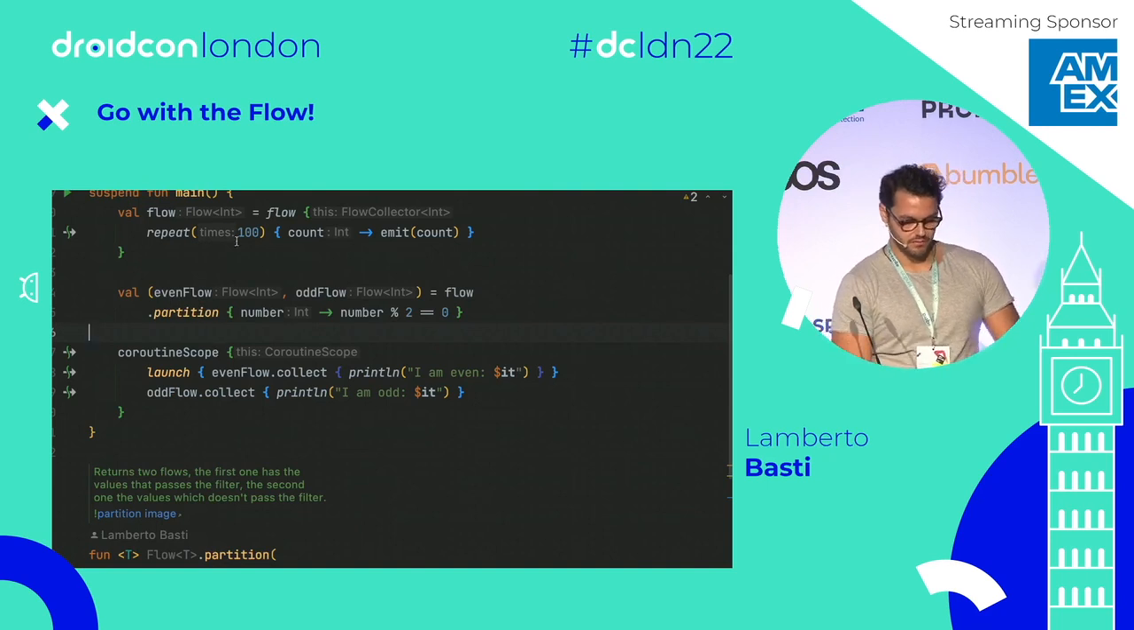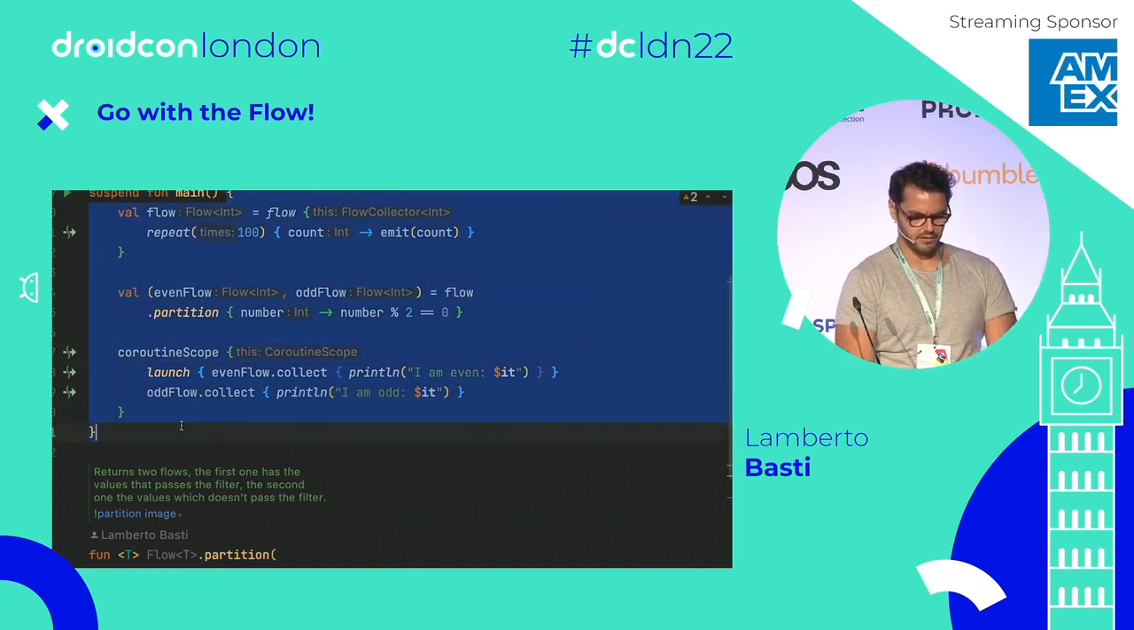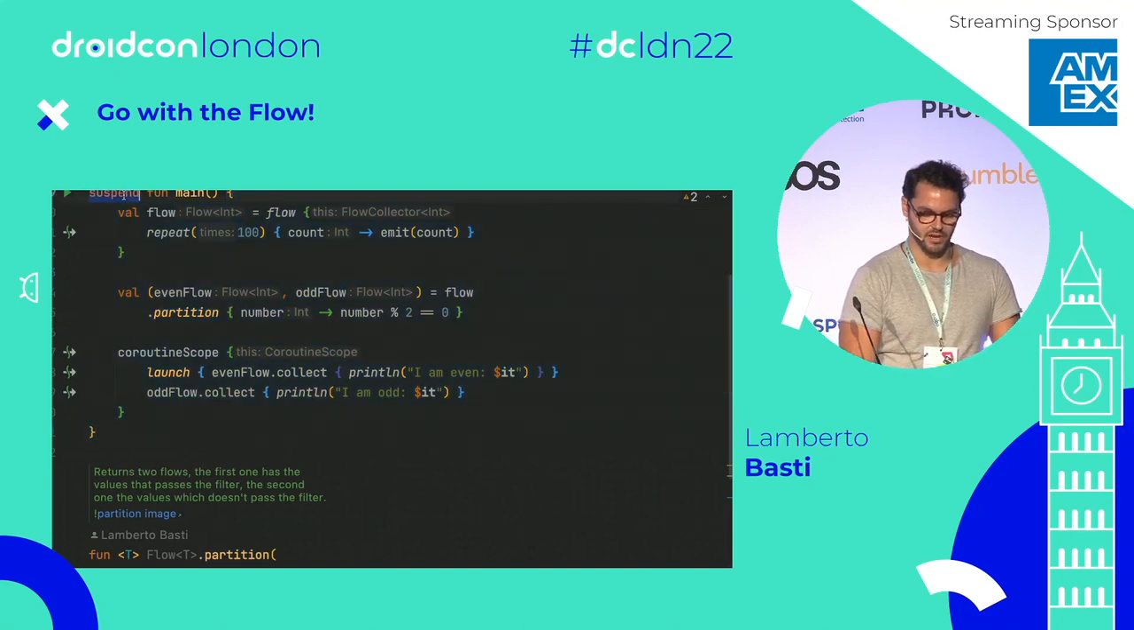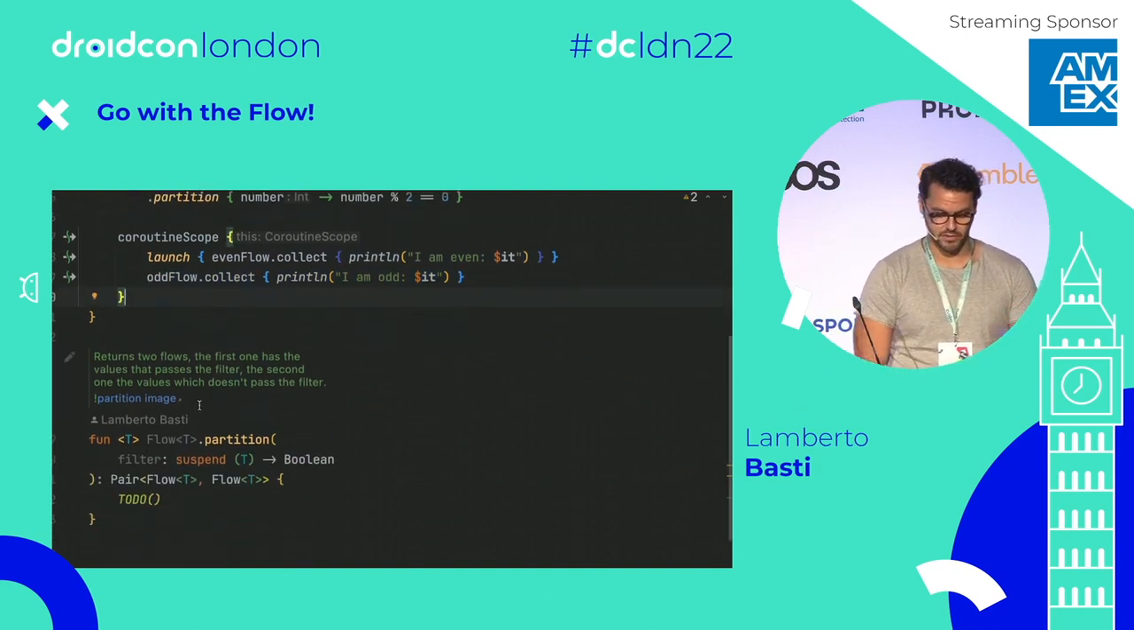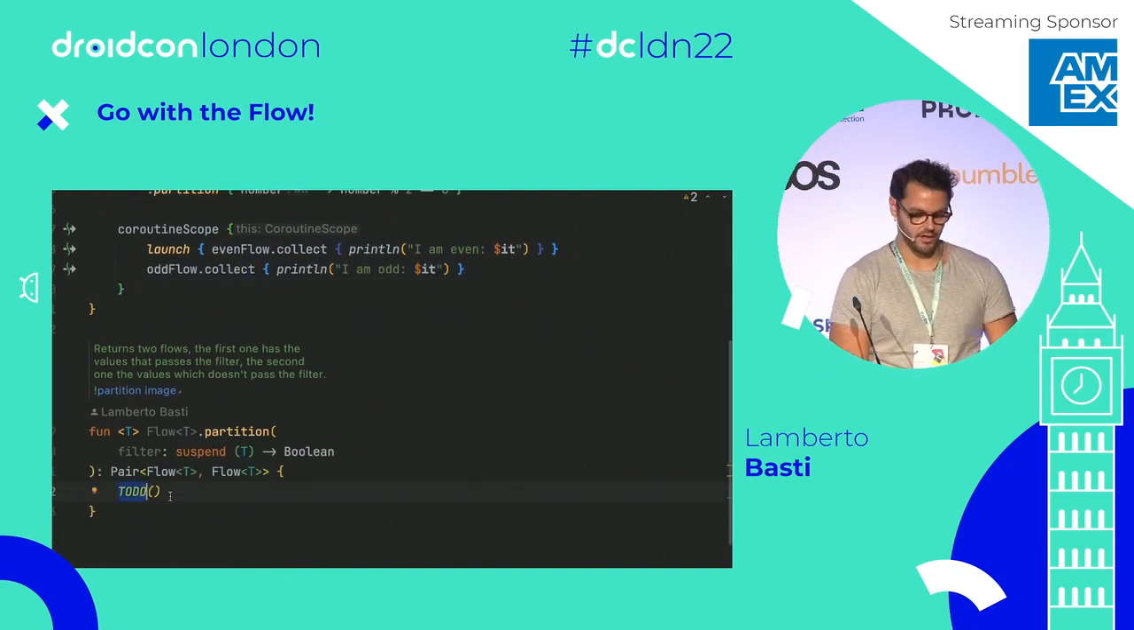Since we are already inside a coroutine environment, because this is a suspend function, we can spawn a coroutine scope, and inside of it, we can create new children. So what we do here is spawn a child by launching a coroutine somewhere else, and inside of it, we collect the even flow. And in the meantime, in the current coroutine, we collect the odd flow. We can't run this yet because we still need to implement it.